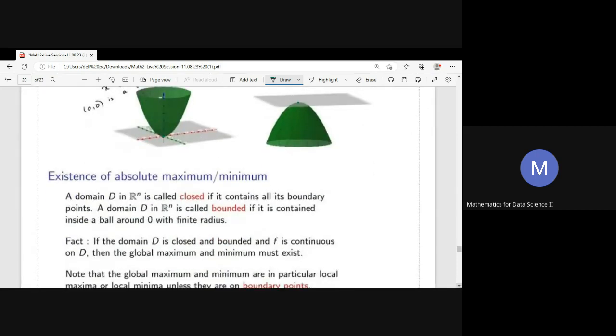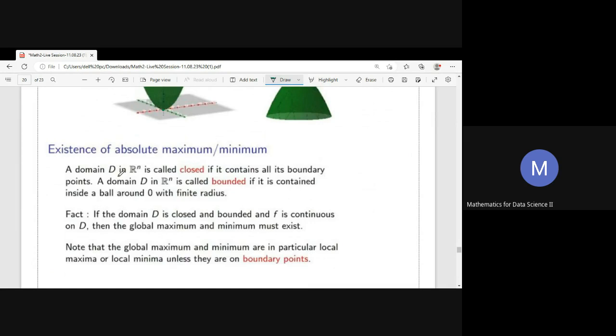So when do they exist then? What is the condition under which the absolute maximum or minimum exists? A domain D in Rn is called closed if it contains all its boundary points. For example, what is a closed interval? It contains its boundary points, right? If you have an interval a comma b and you take the closed version, these are the boundary points. If these endpoints are contained, then you call it a closed interval. The same concept is there in Rn also. I'm speaking roughly here so that you can understand.